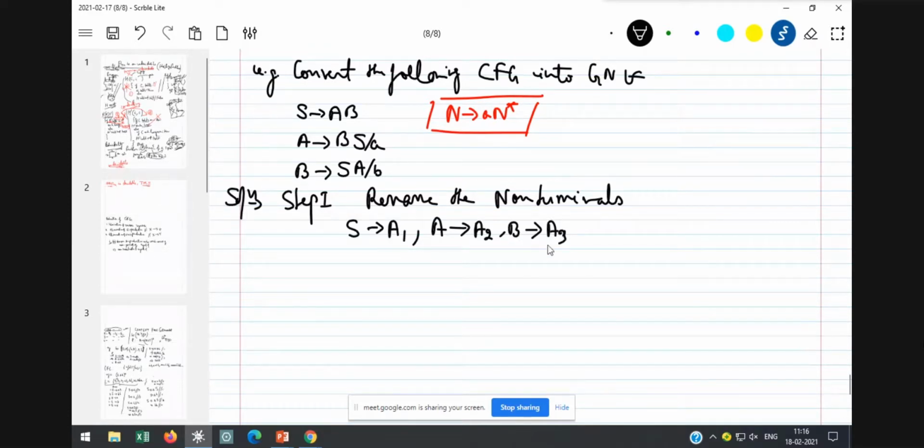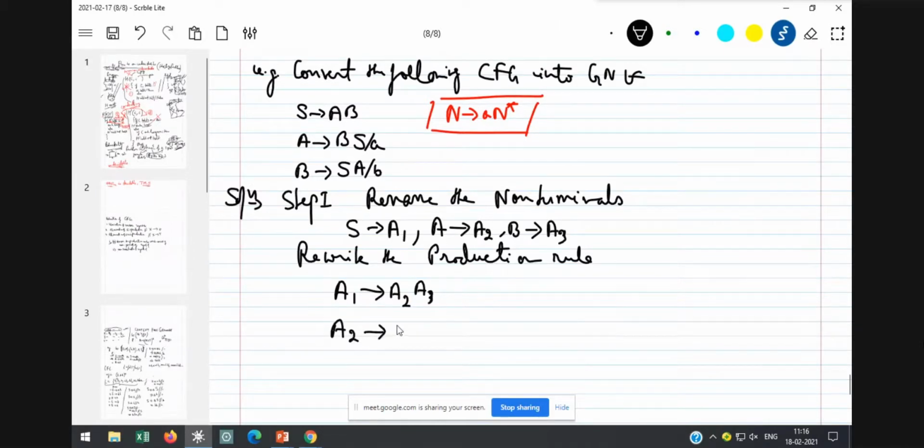Now, after renaming the non-terminals, let me rewrite the production rules. A1 is replaced by A2 A3, and the next one, A2 is replaceable by A3 A1 A, and then A3 is replaceable by A1 A2 B. This is the first step.